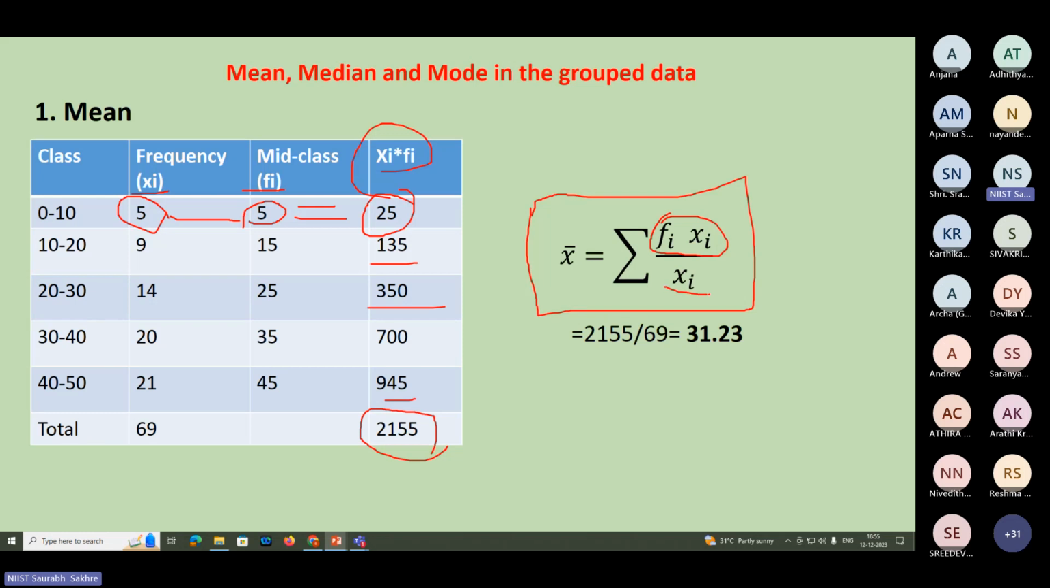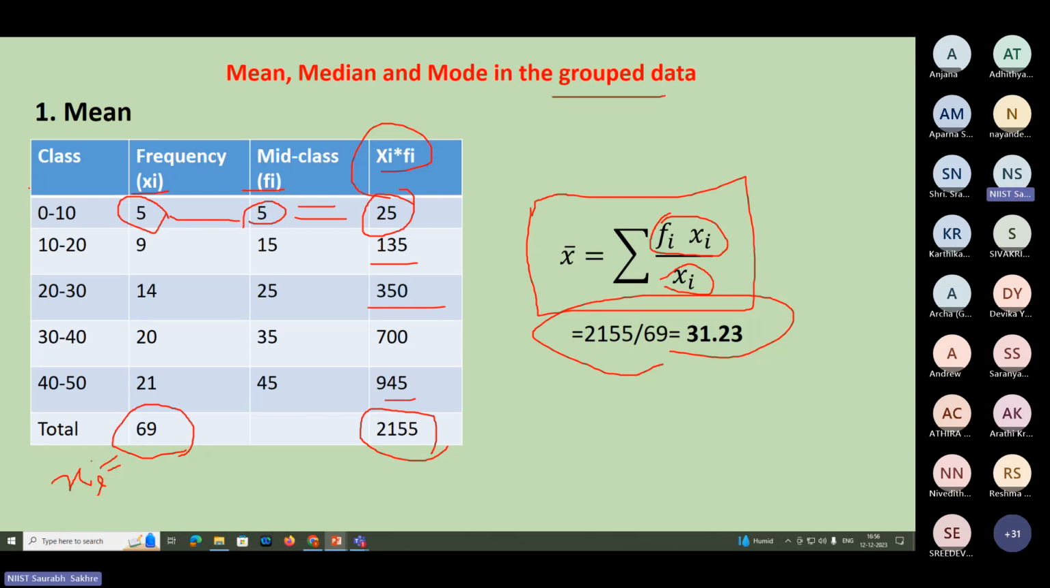And our summation Fi will be this one, 69. So 69 is my summation Fi and 2155 is my summation Fi Xi. So I will divide 2155 by 69. The answer is 31.23. So my mean for this one is 31.23. Okay, I hope this is clear to you. This is for the group data.